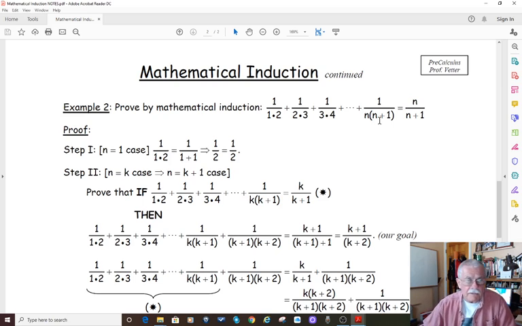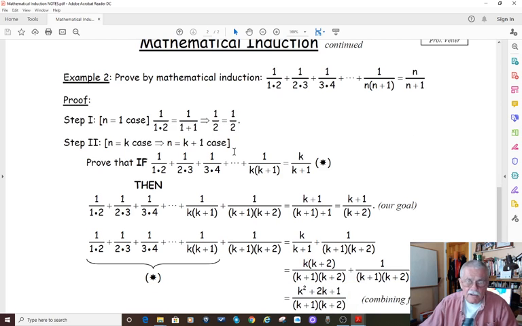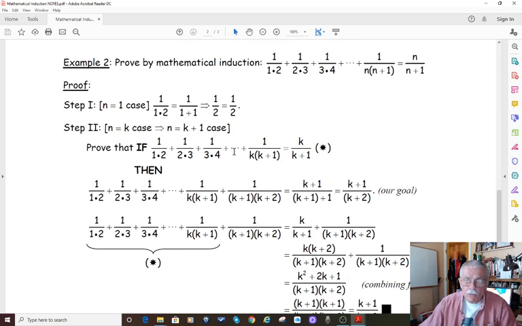Okay, so at any rate, step 1, n equals 1. So plug in a 1. The first term really, you get 1 over 1 times 2, and on the right, you put in a 1 here, and that's a half. So that seems to work. So now, we're going to apply the inductive step, which says, in English again, if the kth case is true, the kth domino falls, it implies the one after it falls. So it implies the k plus first case.